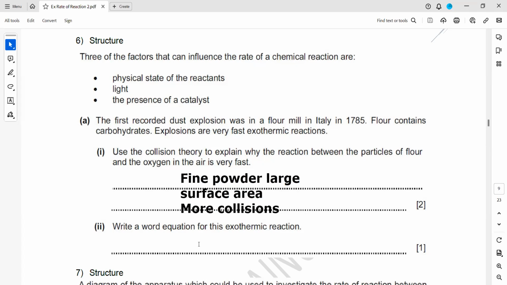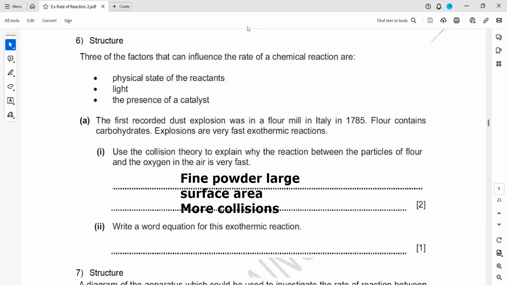Carbohydrates. So whenever you burn a substance which contains carbon, hydrogen, and oxygen, what will it give? It will give carbon dioxide and water. If we burn a substance which only contains carbon, then it will give carbon dioxide.